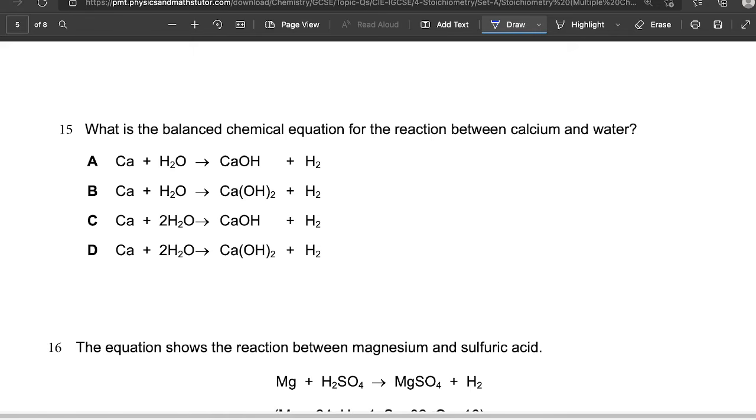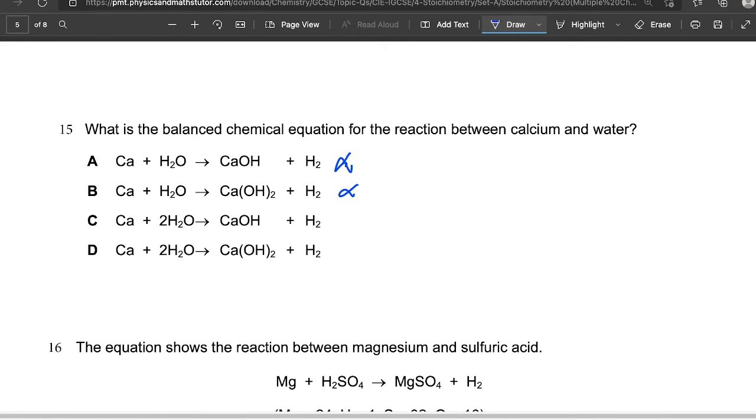Wow, this is quite simple. It says, what is the balanced chemical equation for the reaction of calcium and water? So you just see which one is balanced. So let's see, here we have 1 calcium, here we have 1 calcium, here we have 3 hydrogen, here we have 2. So this is wrong. So we have that wrong. We move on. Here we have 1 calcium, here we have 2 calcium, here is wrong.